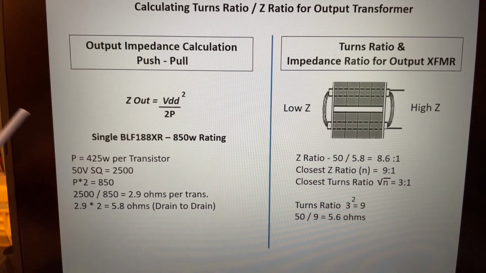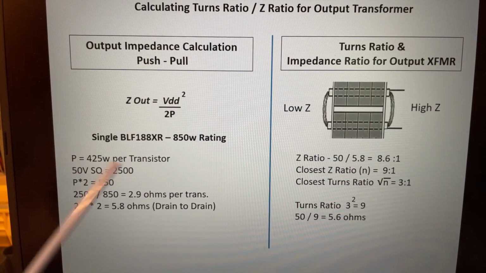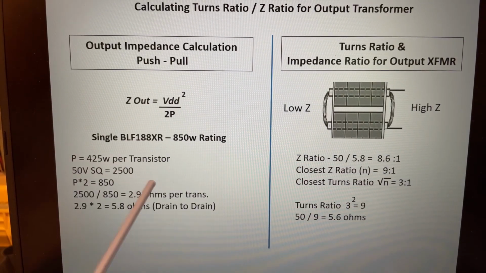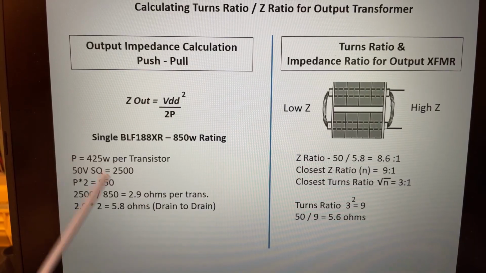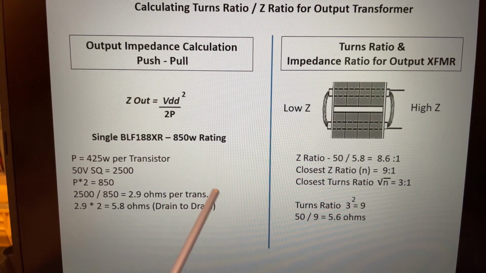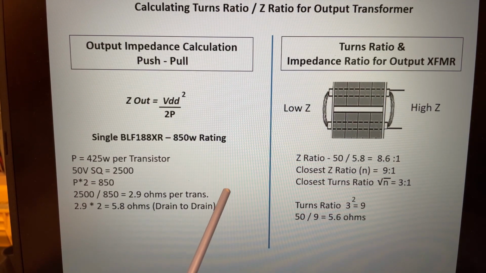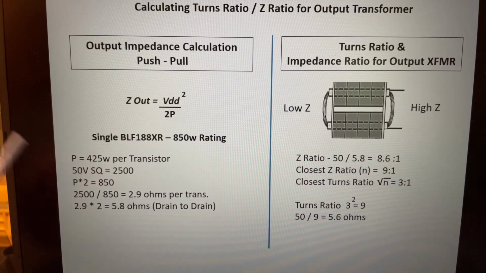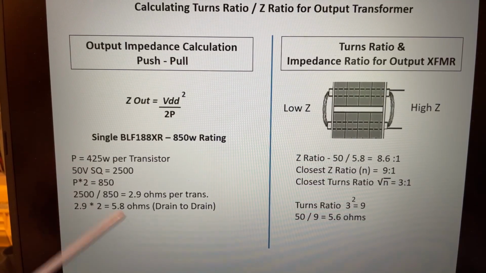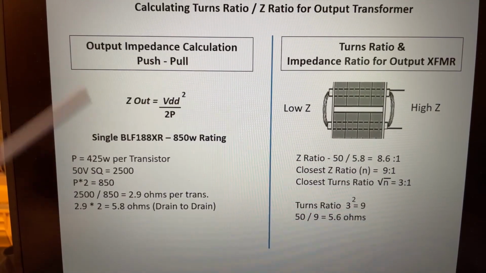So each transistor would basically be used for 425 watts of power. If we take 50 volts as our operating voltage and square that, we have 2,500. If we take 2P, we have 850, 425 times 2. If we divide that out, we have 2.9 ohms per transistor. But remember, this is a push-pull configuration, so the impedance seen by the transformer itself is basically drain to drain. So we have to multiply that by 2. 2.9 times 2 is 5.8. So that's the total load.